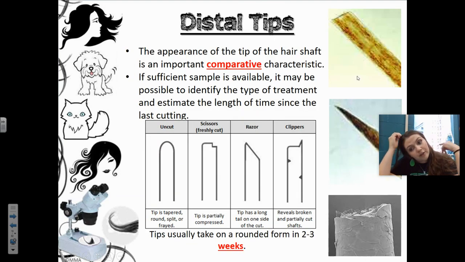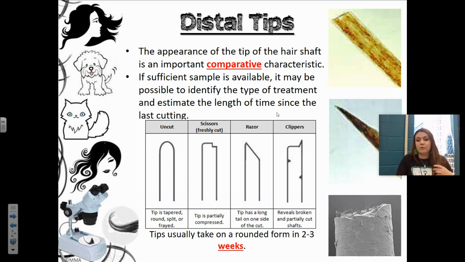So that was talking about looking at your roots if you pull your root out. Now looking at the tips of your hair, the bottom, your distal tips. The appearance of the tip of the hair shaft is an important comparative characteristic. It can tell us a lot by looking at the tips of the hairs we find at a crime scene. If sufficient sample is available, it may be possible to identify the type of treatment and estimate the length of time since the last hair cutting. So that could help us track them down.